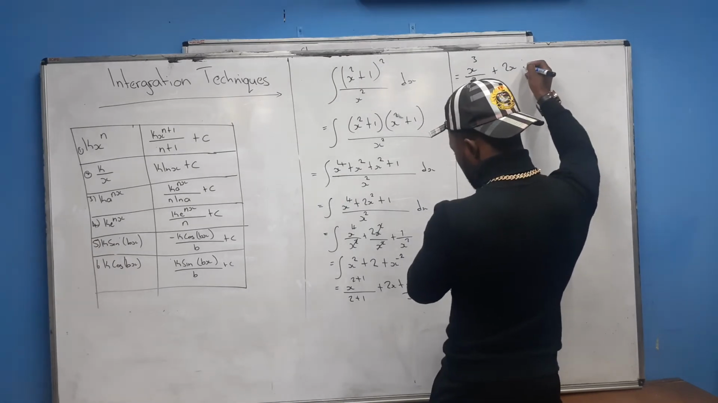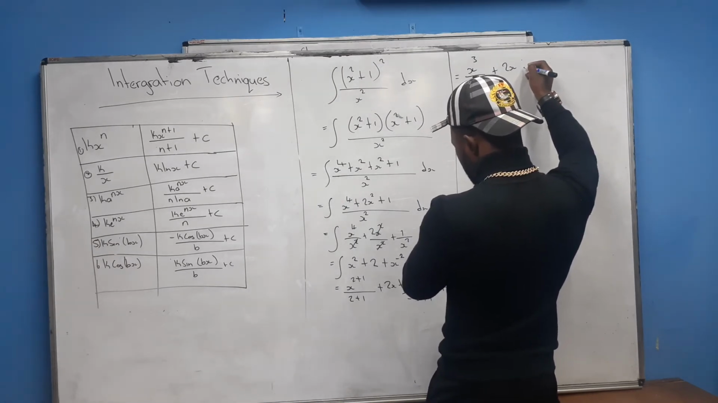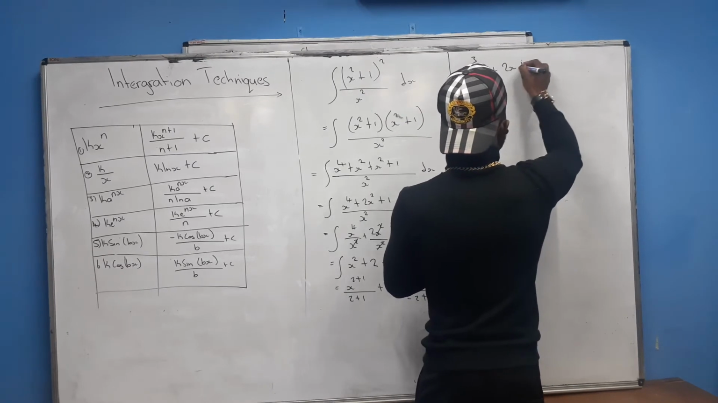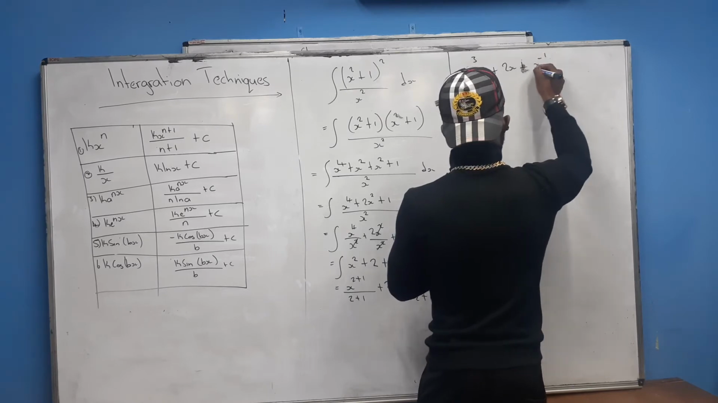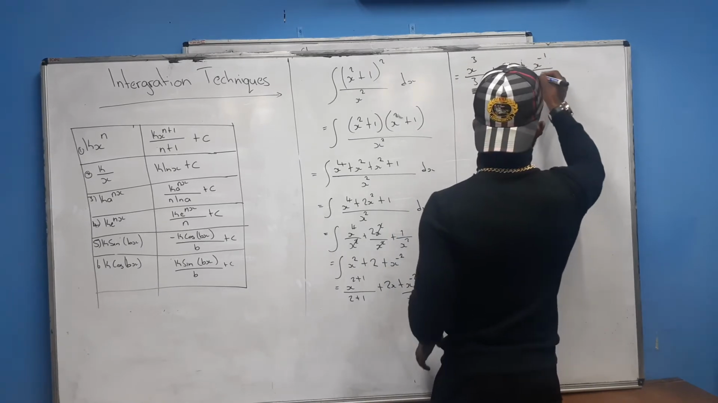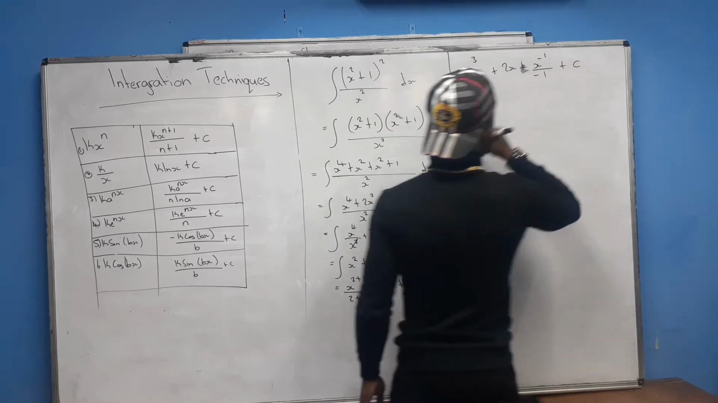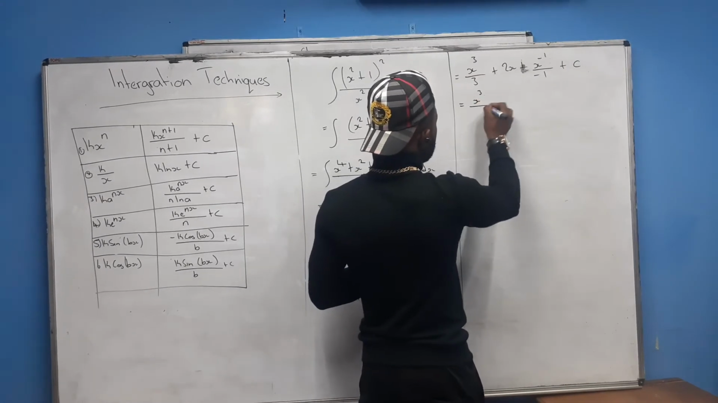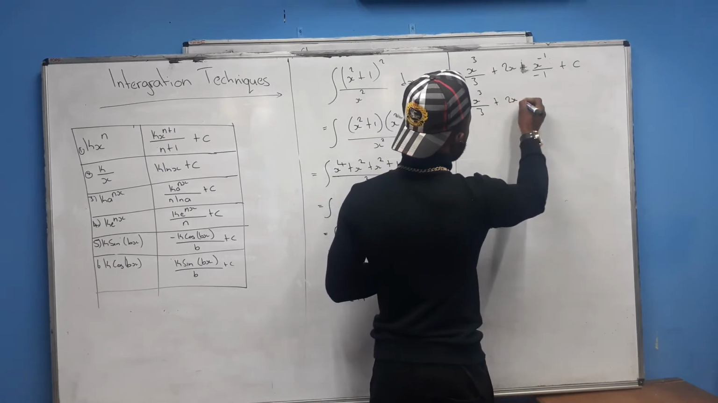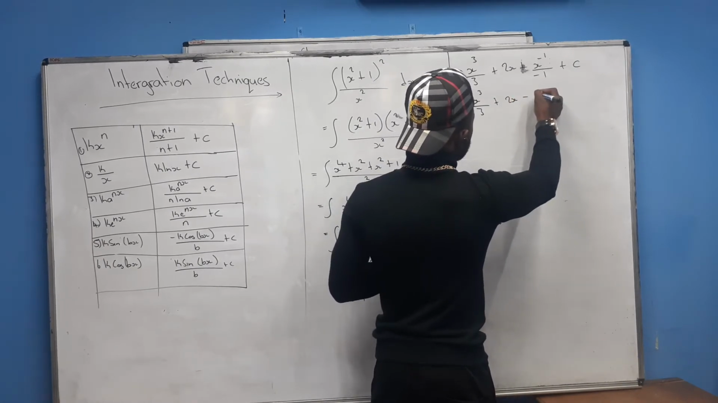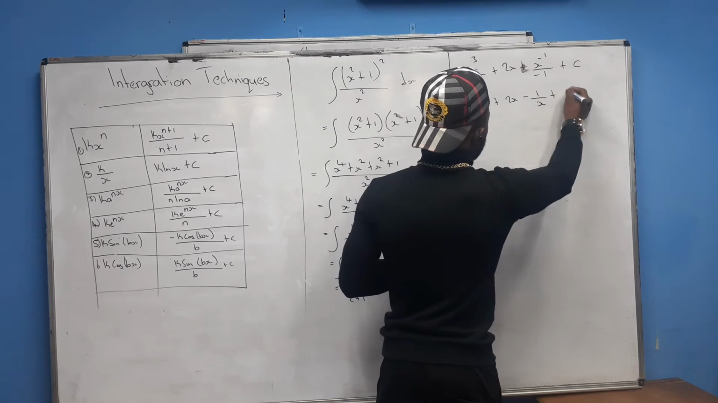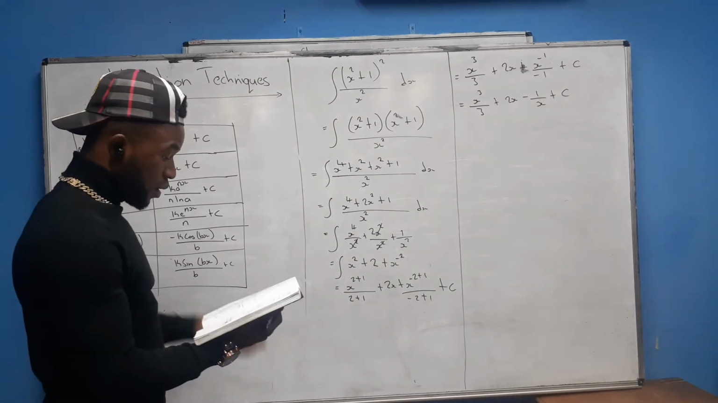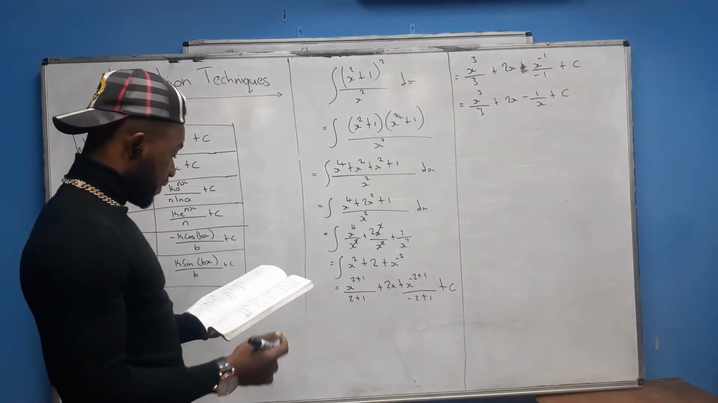And then on the last one, it's going to be negative 1, so it's going to be plus x to the power negative 1 divided by negative 1, plus c. And then I can further simplify. This is x to the power 3 divided by 3 plus 2x, and then minus, and then I can take this one down, 1 over x, plus c. Alright, so this is my final answer.